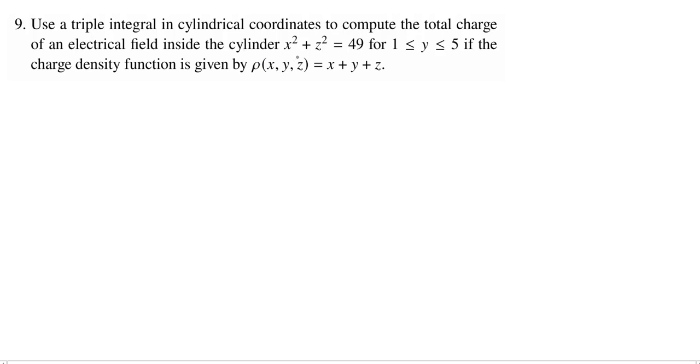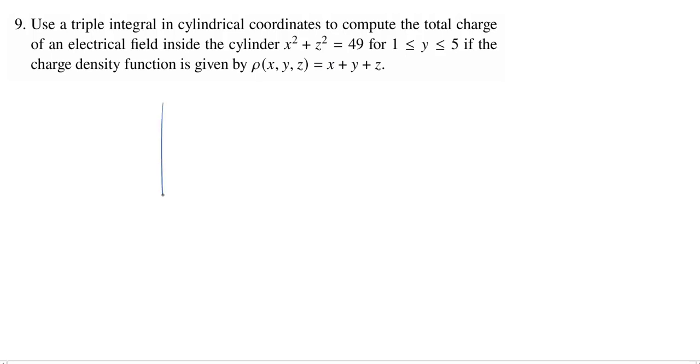So it's a cylinder, but you'll notice it's not x squared plus y squared equals 49, but rather x squared plus z squared equals 49. So what that means is that the cylinder, its axis of rotation is actually the y-axis.